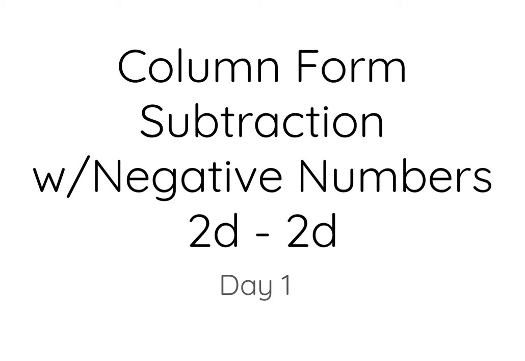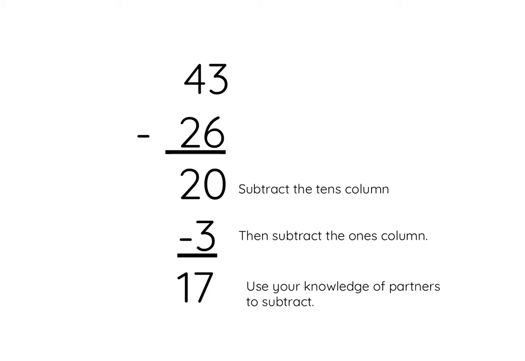But now that we've talked about it, grab your whiteboards and let's get ready to work. In column subtraction, using negative numbers, you're going to write your problems just like you do normally, written vertically. So here's the problem with 43 subtract 26.